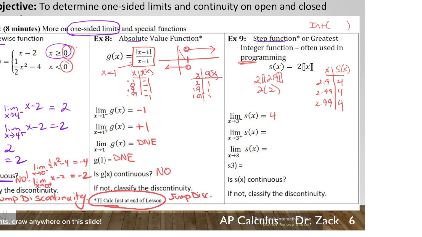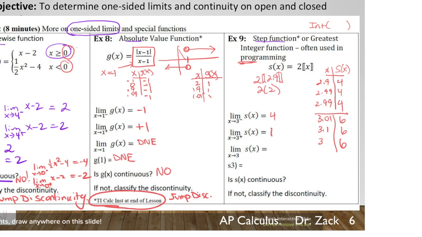Now, what if we're on the right side of 3? So we put in 3.01, 3.1, and 3. This will probably give us the idea. So when I put in 3.01, it rounds down to 3. That 3 times 2 is 6. 3.1 is rounded down to 3. We're getting 6s. So when I put 3 in, that's also 6.